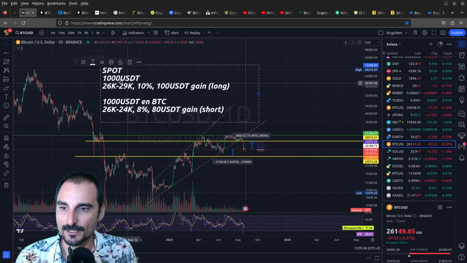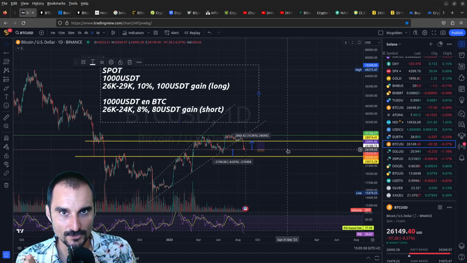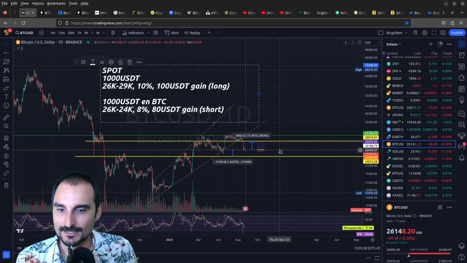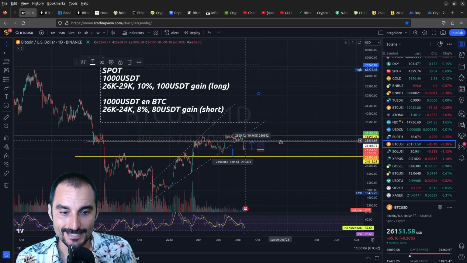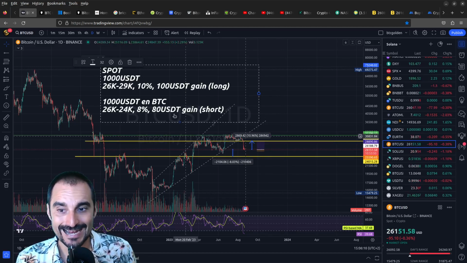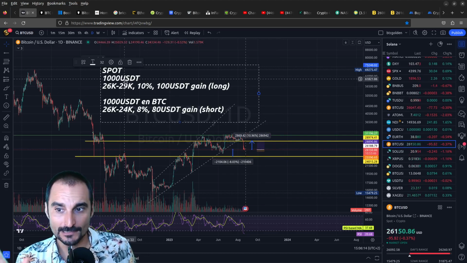Very good. Let's imagine we have $1,000, and the price of Bitcoin is going to go up, or we believe that the price of Bitcoin is going from 26 to 29, and we are going to assume that it is 10%. So, what's happening? If we have USDT, we buy Bitcoin now at $26,000, and the price of Bitcoin rises to 29, a difference of 10%. Therefore, we would win $100, which is 10% of the $1,000.